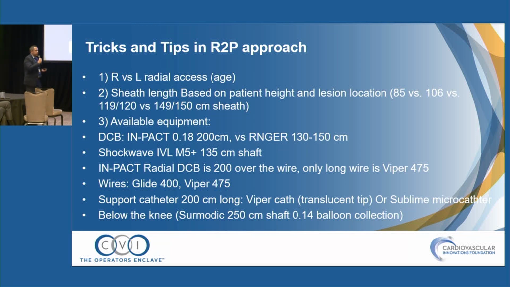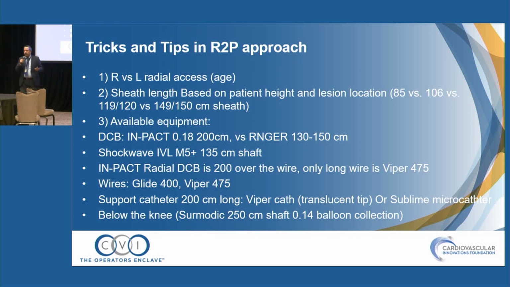Wires, we still have a challenge with wires. You can cross with your preferred wire, but those wires go up to 300. The only long wires we have are the Glide wire, which is a 400 035, and the Viper wire, which is 475 014. There's a limitation there.